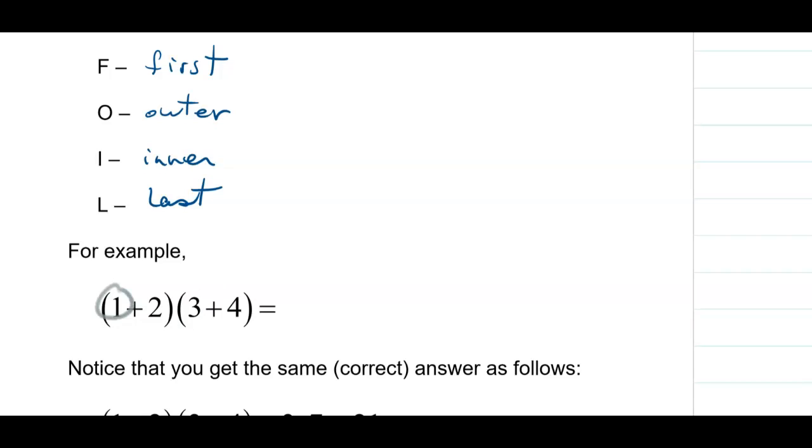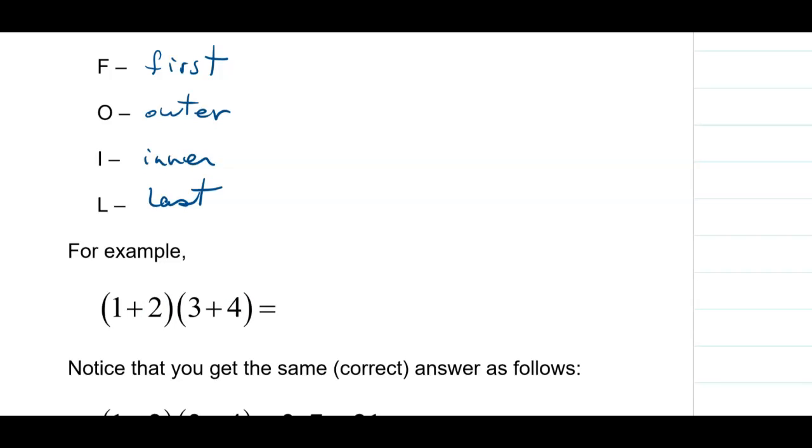Outer terms are here. Inner terms are here. And last terms are here. And so the word FOIL reminds us the order in which to multiply these in.